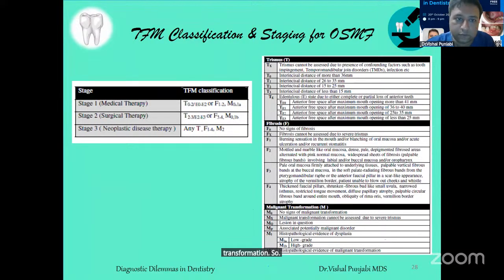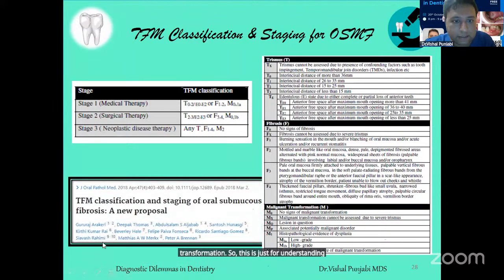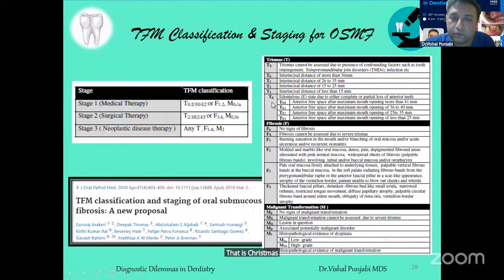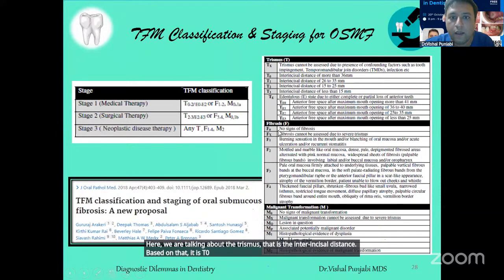So this is just for understanding a new classification and staging, that is trismus, Tx, T0, T1. It's very similar to the TNM. Here we are talking about the trismus, that is the interincisal distance. Based on that, it is T0, 1, 2, 3.